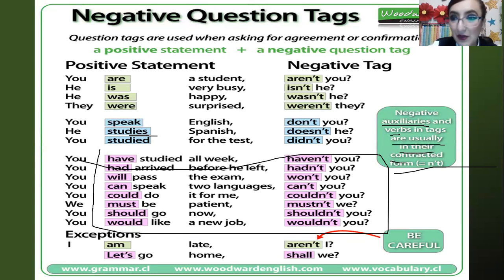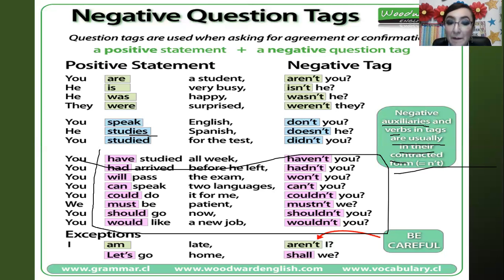If you want to create a question or a tag question. But let me tell you that also we are going to be having some exceptions. I am late. Aren't I? An exception forever. Remember, with the verb to be, I am, the exception, and the correct negative tag is going to be aren't I?